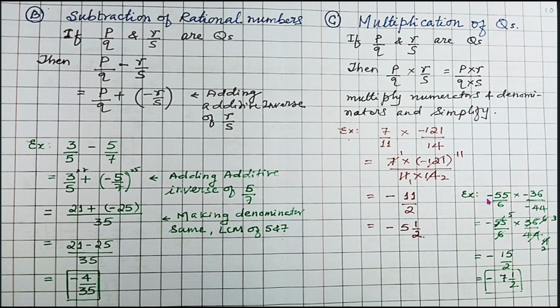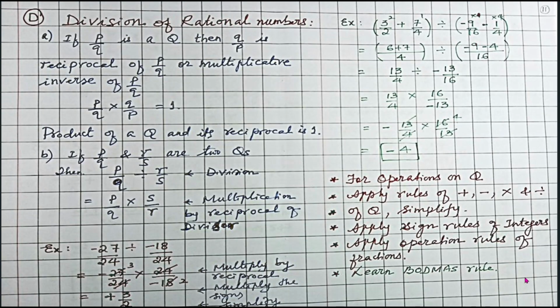Another example here, minus 55 by 6 into minus 36 by minus 44 becomes minus 55 by 6, minus divided by minus becomes plus 36 by 44. That means if you simplify it, as we have learned how to cancel the numerator and denominator of fractions, simplify it, minus 15 by 2 becomes minus 7 and a half.